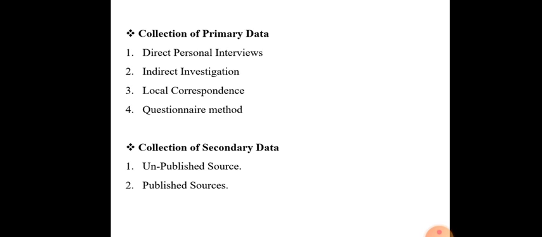The next, third point is local correspondence. Under this method, local agents or correspondents are appointed by the investigator in different places to transmit the required information to the investigator. This method is successfully employed by newspaper agencies and government departments who require regular information regarding individuals spread over a wide geographical area. So this is about the local correspondence method.